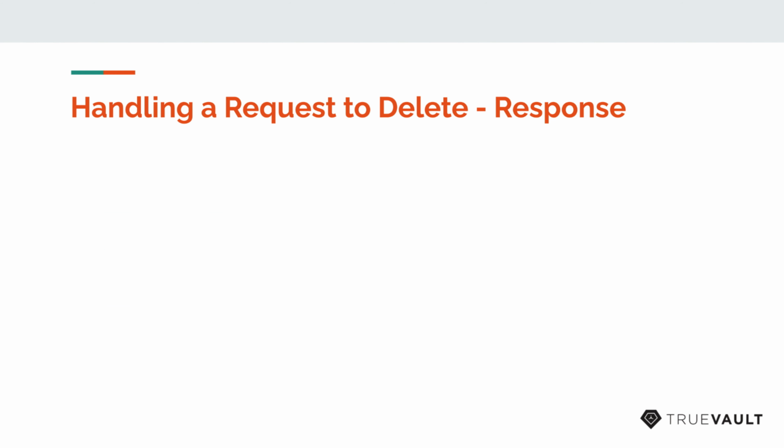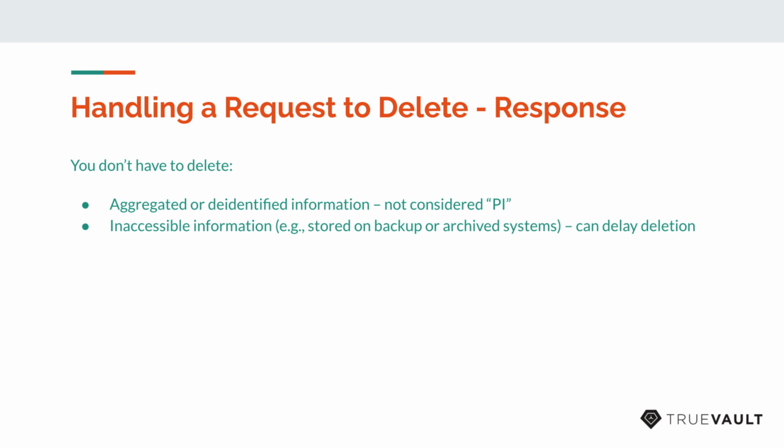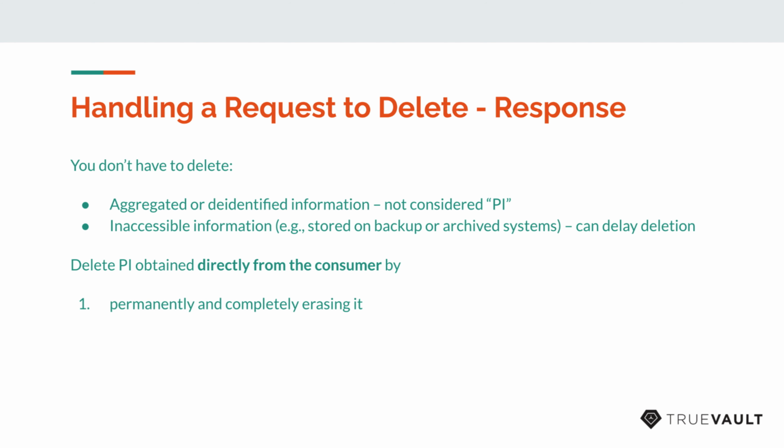A business is not required to delete any personal information that is not considered personal information. In other words, aggregated or de-identified information. Also, to the extent information is not easily accessible, for example, because it is stored on backup or archive systems, a business can delay deleting that information until the records holding it are restored and accessible. For accessible information, recall that a request to delete applies only to personal information a business obtains directly from the requesting consumer, not from other sources. Such personal information may be deleted by permanently and completely erasing it, except for data on backup or archive systems, de-identifying it, or aggregating it.